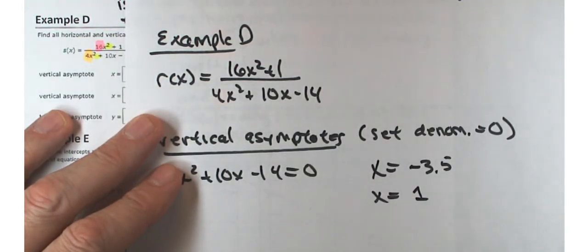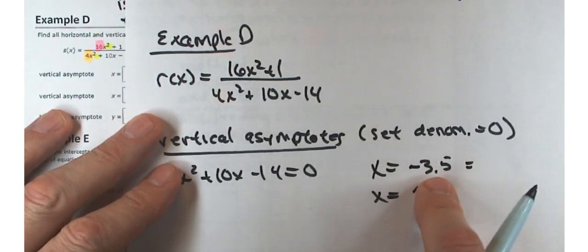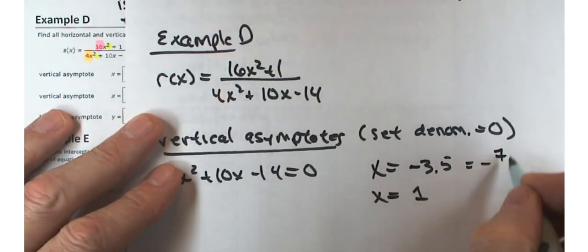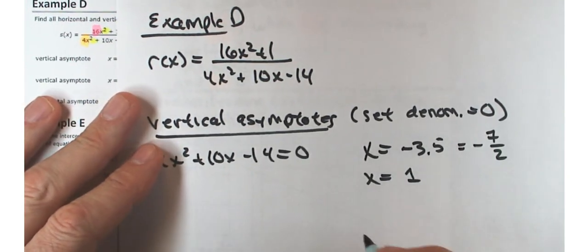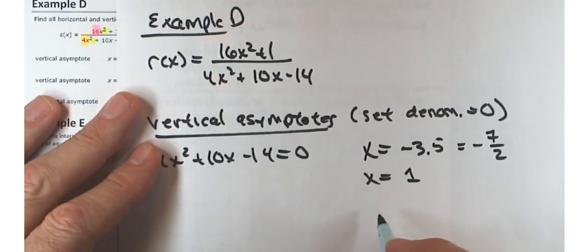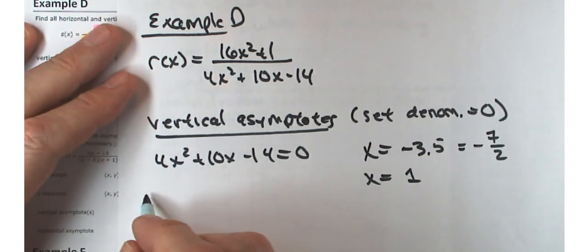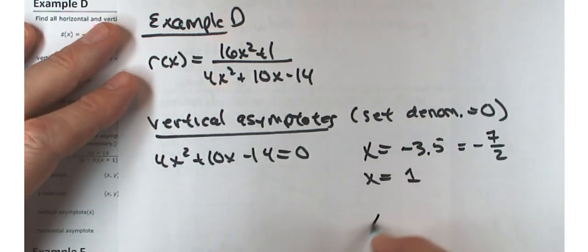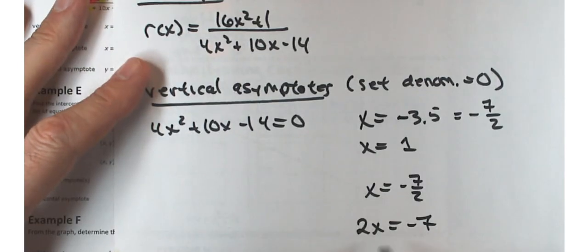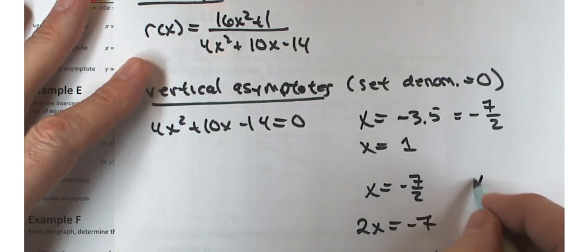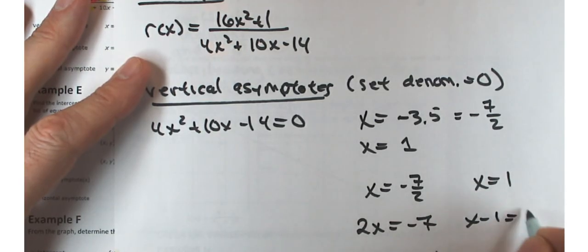Now let's see if we can rewrite this a little bit. Negative 3.5 would also be negative 7 over 2. So I'm going to see if I can figure out some binomials for this. Actually, I don't really have to, but I will. Let's take x equals negative 7 halves. I'll multiply both sides by 2. I get 2x equals negative 7. Or moving the 7 to the other side, I get 2x plus 7 equals 0. For my x equals 1 term, that's a little easier.